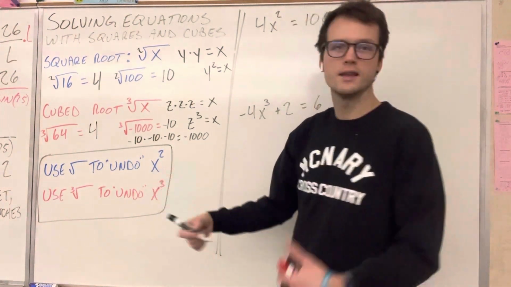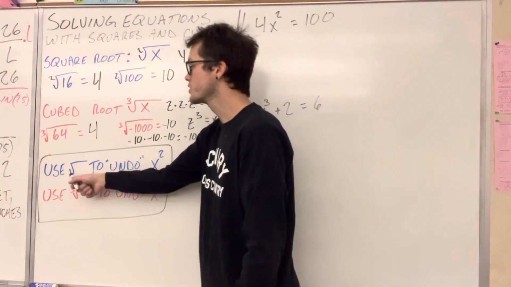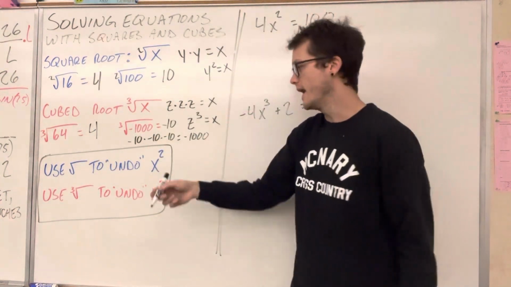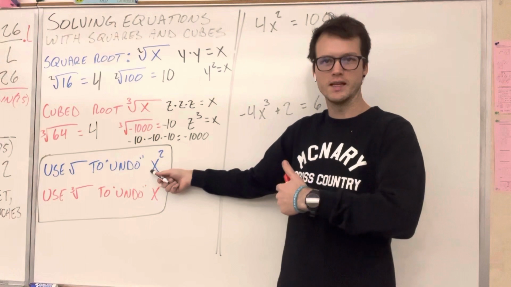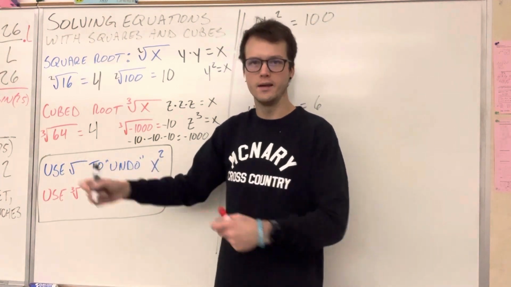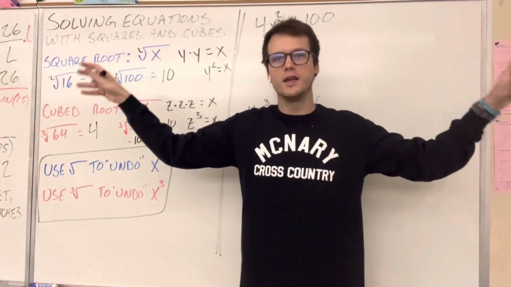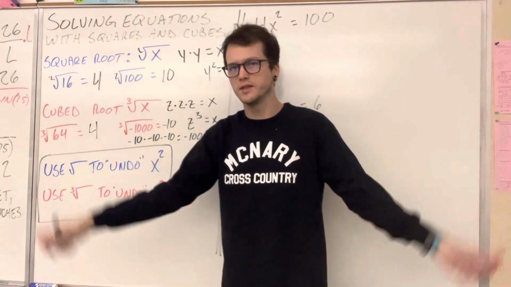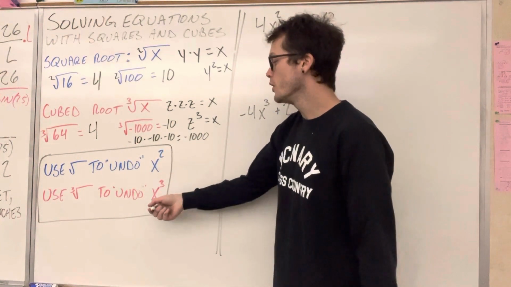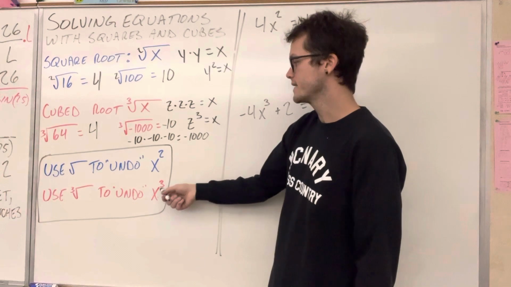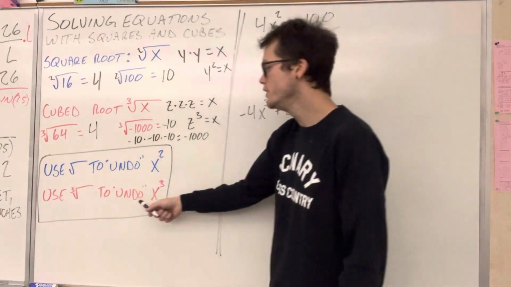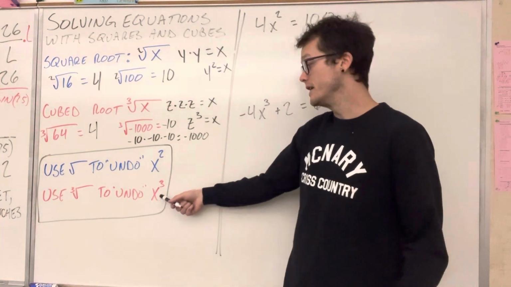Okay, so here's the takeaway from this portion. Use the square root to undo an x squared. Say you're trying to solve for x, but it's being squared, just find the square root of it. And if you do that in an algebra situation, you have to take the square root of both sides of the equation, both sides of the equal sign. The same argument is true if you want to undo an x cubed. So use a cube root to undo an x cubed. This one's going to take some practice.